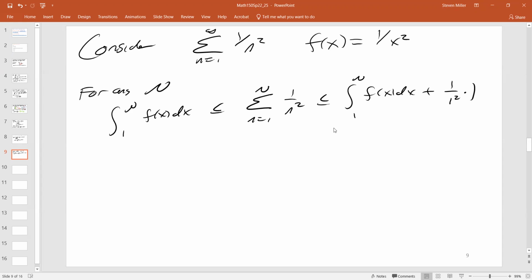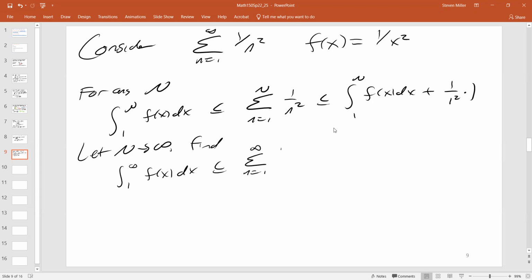Is everybody comfortable that essentially all I did is I replaced 1 over n with 1 over n squared? It's the same argument as before. We did this for any fixed N. We can let N go to infinity. So let N go to infinity, and we find the integral from 1 to infinity of f of x dx is less than the sum from 1 to infinity of 1 over n squared, which is less than the integral from 1 to infinity of f of x dx plus 1.